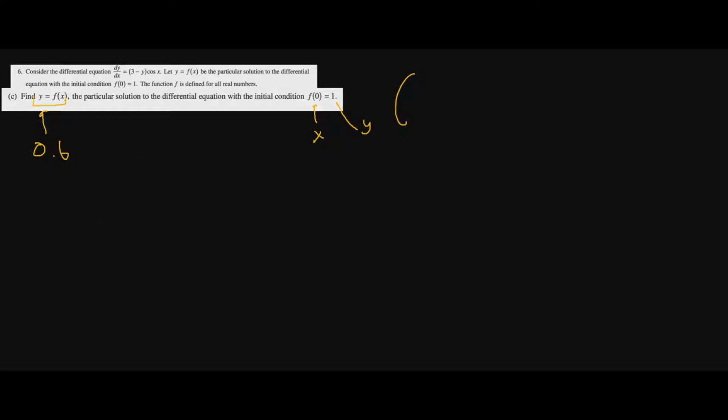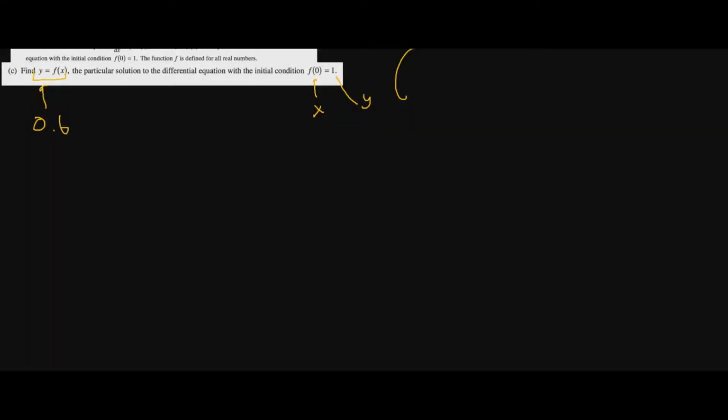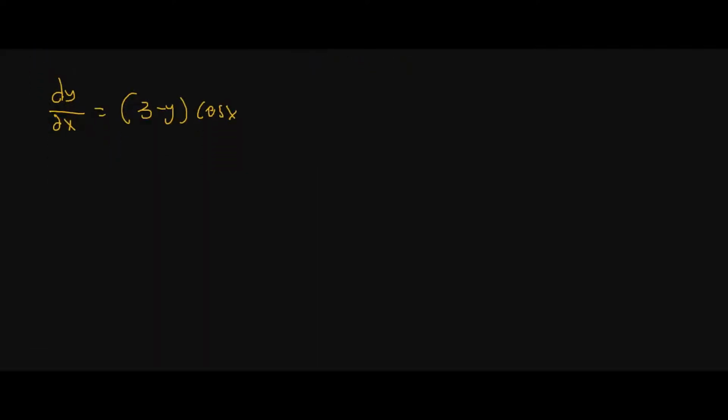All right, let us begin. We need to find the original. We are given the derivative, 3 minus y times cosine of x. Bam. Cool, let's go ahead and separate the variables. So I'm going to multiply dx to both sides. And I'm going to divide by 3 minus y on both sides. Okay, that cancels. I'm going to get 1 over 3 minus y.